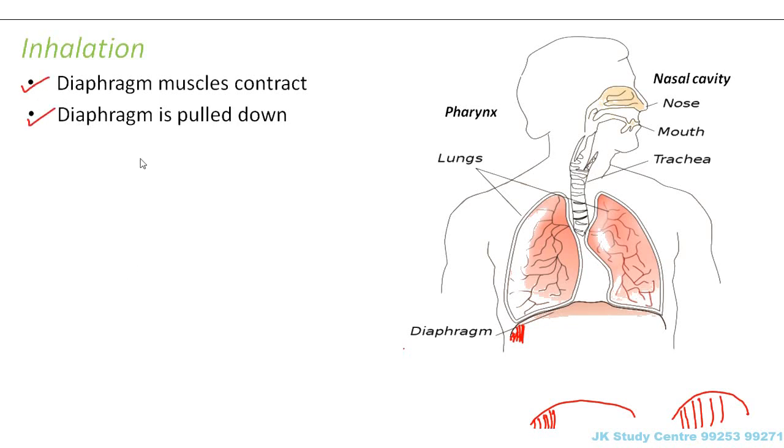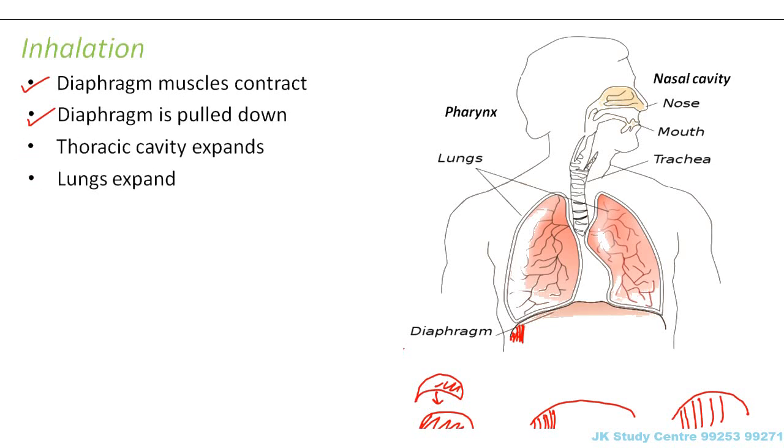Now if the diaphragm is pulled down, what will happen? The thoracic cavity will increase, because if you have a structure like this, let us suppose. Now if this particular thing is pulled down, what will happen? It will become like this. So the space inside has increased. So similarly here also the thoracic cavity will increase and as a result the lungs will expand. So the thoracic cavity expands and the lungs expand. Now when the lungs expand, it means the volume inside the lungs increases.